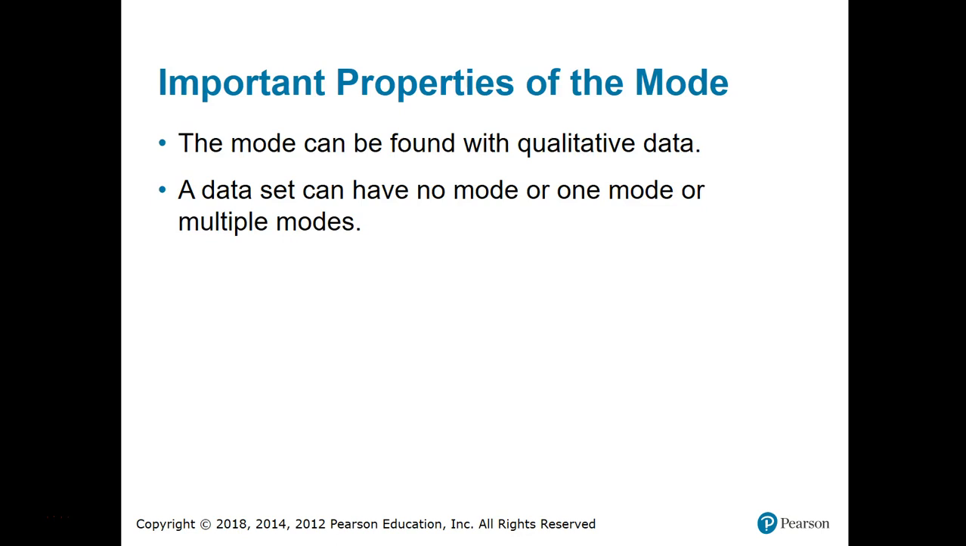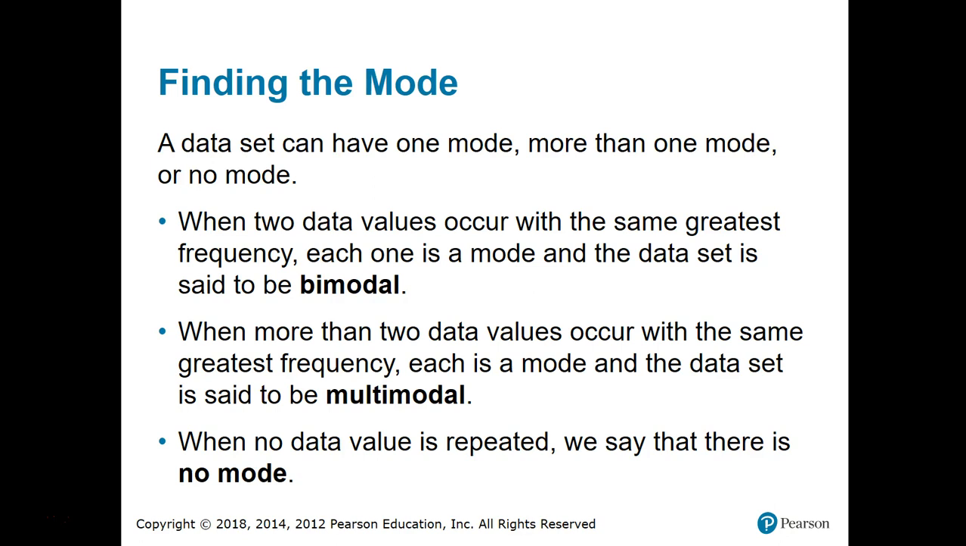Alright, we're going to be looking at that with quantitative data. Data can have no modes. It can have 1 mode, or it can have multiple modes. And we'll talk about how that can happen too. So 1 mode is if we just have 1 number that's the most frequent.